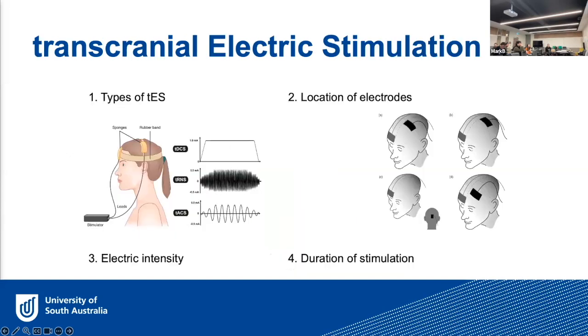And what I did was replicate those results, and I also wanted to do some PES research. So what I needed to decide was which kind of electricity I should use. I can use direct stimulation, or I can add some random noise to my electricity, or I can use alternating current stimulation. So I needed to decide the type of tES, the location of the patch, the intensity, and how long I would stimulate.